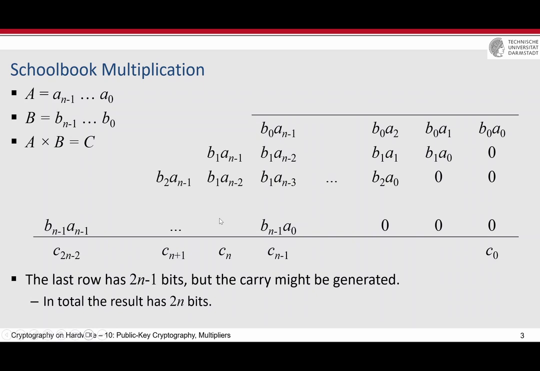This is the reason that you need the adder or addition. The result actually has 2n minus 1 bits, but because we add all things together, there might be a carry here, and then in total you have 2n bits. That means each operand has n bits, and the result has 2n bits. This is something that you can easily implement.